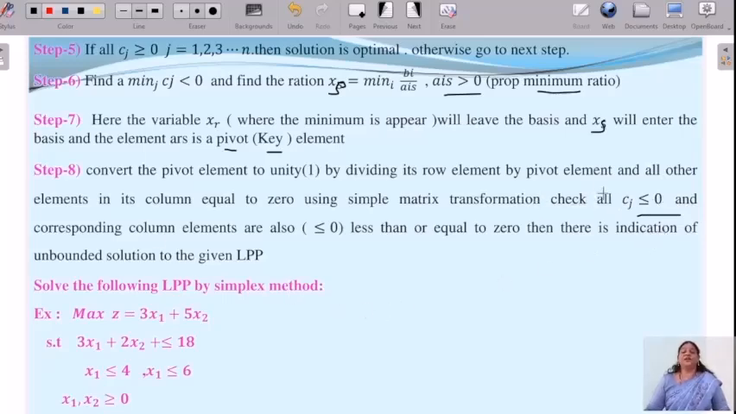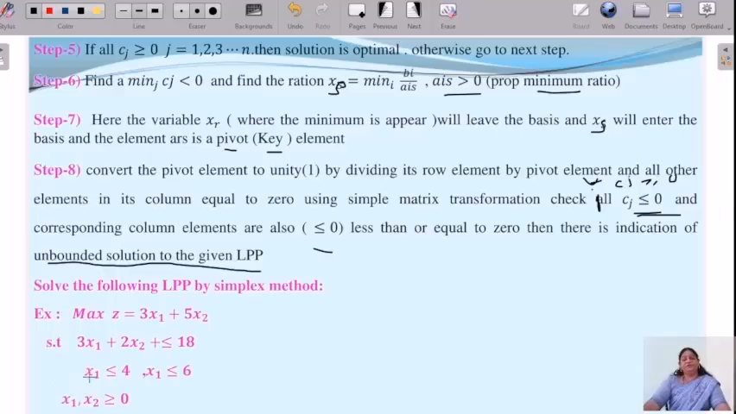If all Cj are greater than or equal to 0, then your solution is optimal. Note that if Cj is less than or equal to 0 and the corresponding elements are also less than or equal to 0, means you can't find the minimum ratio, because when you find the minimum ratio, aij must be greater than 0. Then this indicates that the given LPP has an unbounded solution.